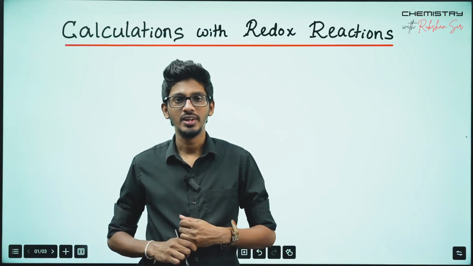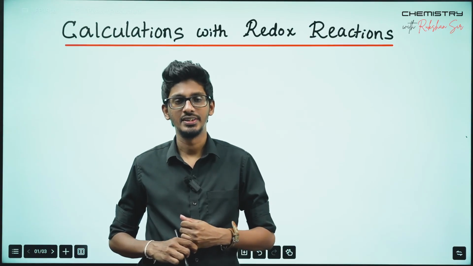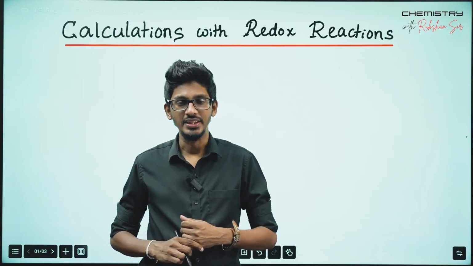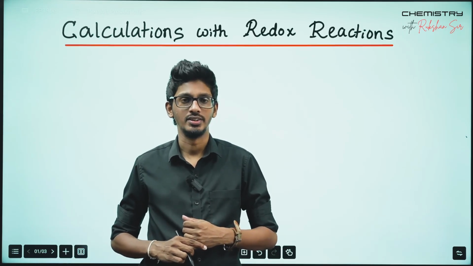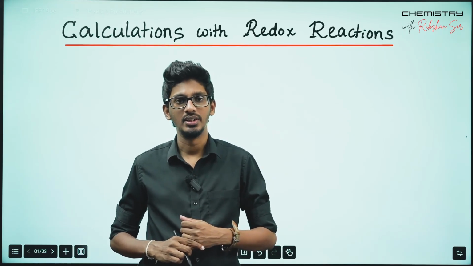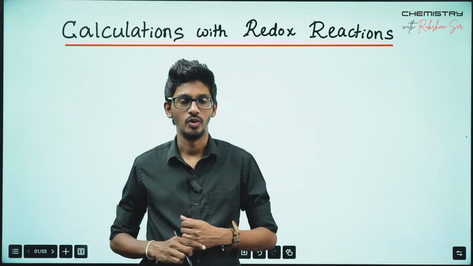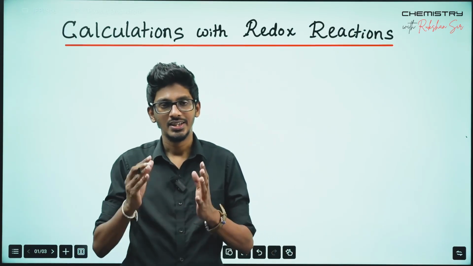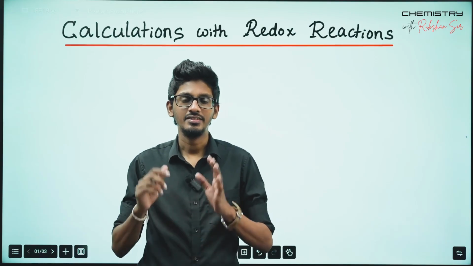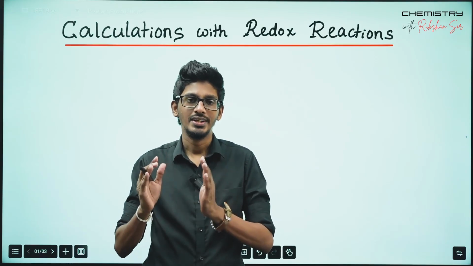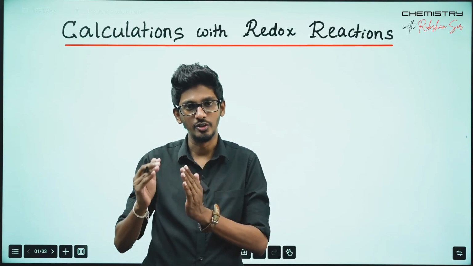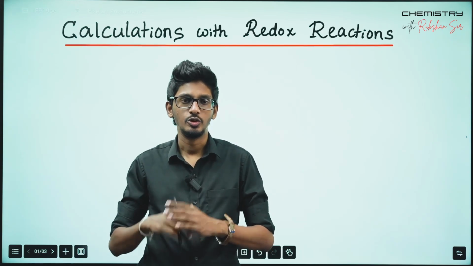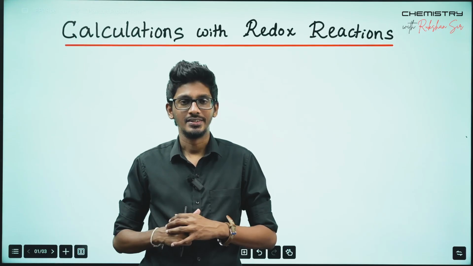Before we discuss the calculations, first we should know how to predict whether a reaction will occur or not if two chemicals are mixed together, or if some reagent is added to a flask containing some chemicals. Let's discuss how to decide whether a redox reaction will occur when some reagent is mixed into a flask containing some chemicals.